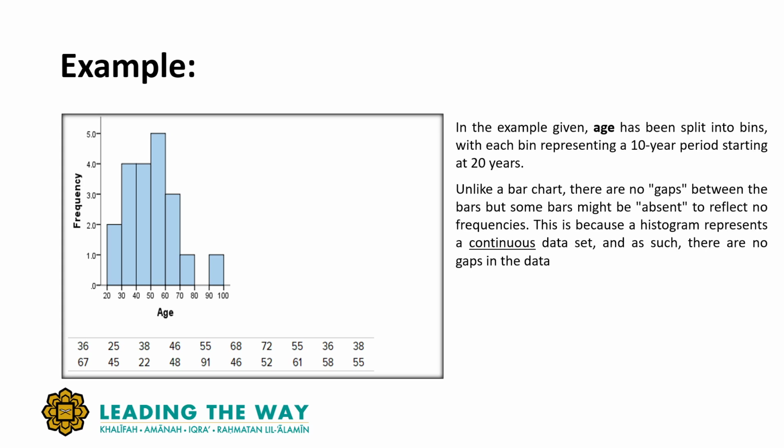In the example given here, the data has been split into bins, with each bin representing a 10-year period starting at 20 years. Unlike the bar chart that you have learned in Microsoft Excel before, there are no gaps between the bars, though some bars might be absent to reflect no frequencies. This is because a histogram represents a continuous data set, and as such there are no gaps in the data.